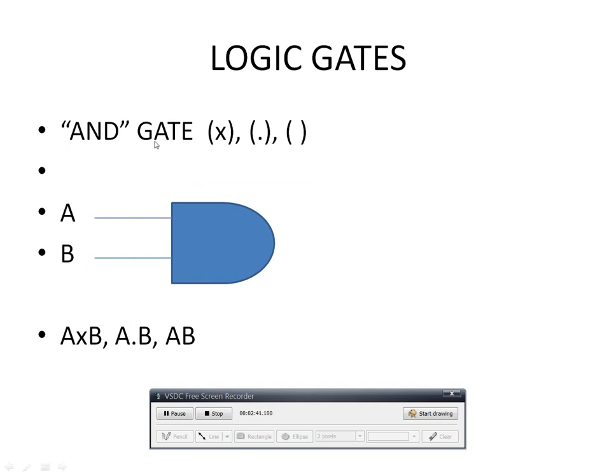And then the next one is the AND gate. The AND gate is represented by the multiplication sign, that is times. Sometimes the multiplication sign can appear as a dot, and sometimes it can appear as just a space between two things.